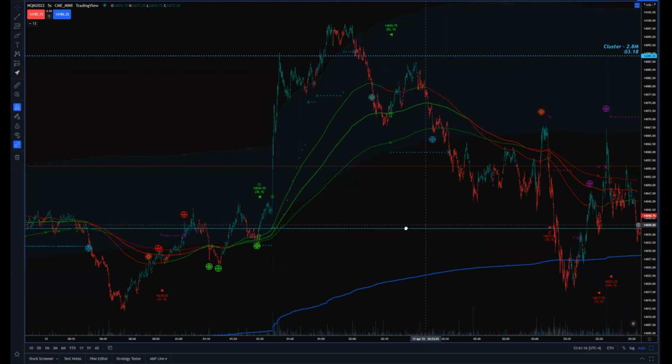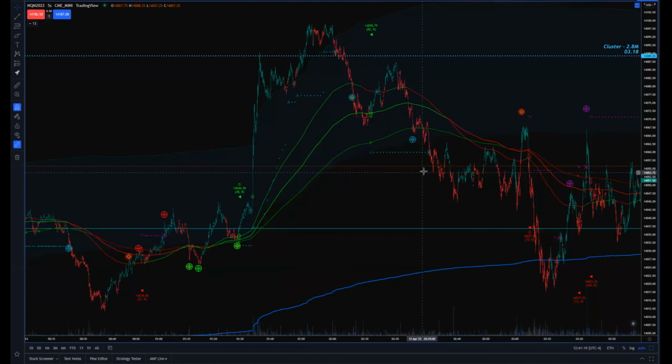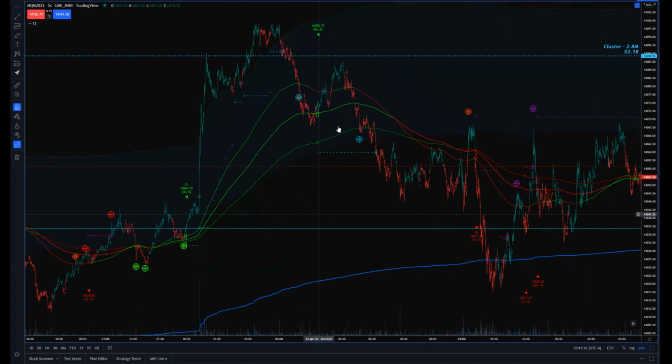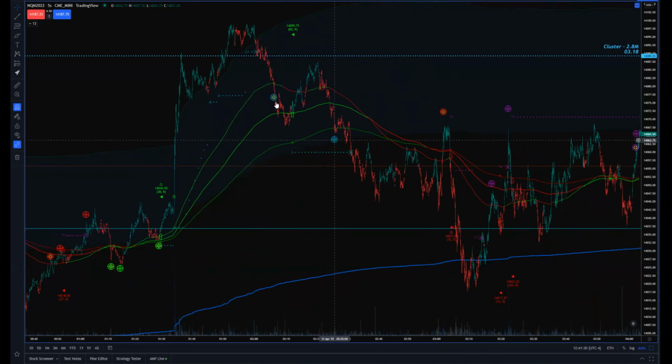You could have gotten out. But even if you didn't, you still would have captured an extra couple of points here beyond your initial target. Here is, so you wouldn't have taken these trades. These are not the first trades. You could have, but right here, this would have failed. You would have tried to take this trade, but it would have failed.